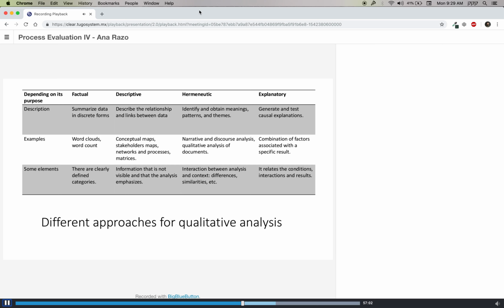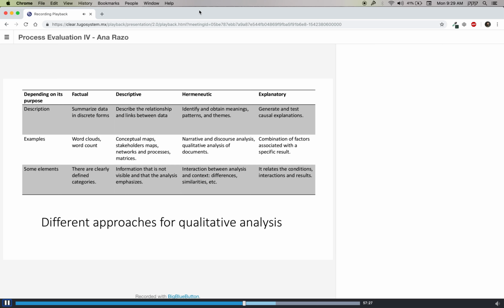So something that is very important is how the beneficiary interprets or understands the program. If he understands how the program works, the impact, and the transformation that it wants to achieve. So hermeneutic analysis is fundamental when we are trying to analyze how the beneficiary understands the program.